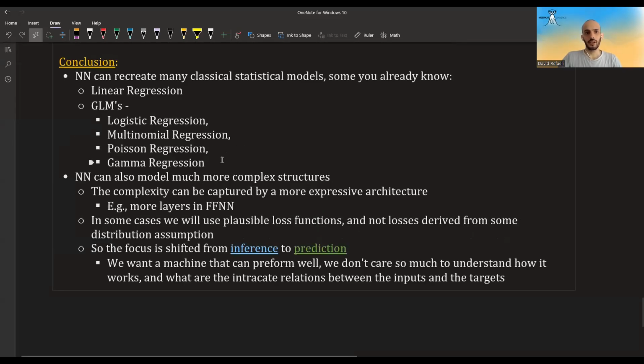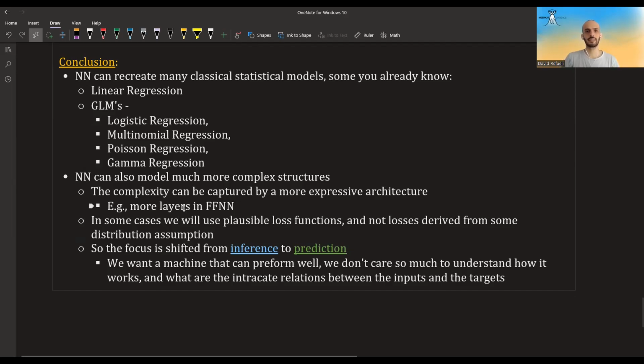Neural networks can create many classical statistical models, some of which you already know. So I showed you linear regression and also logistic regression in previous videos. Now I showed you the multinomial, the Poisson, and the gamma regression. But neural networks can also model more complex structures. The complexity is basically determined by the architecture that you give the neural network. And for example, you can add more layers in the neural networks with more activation functions.